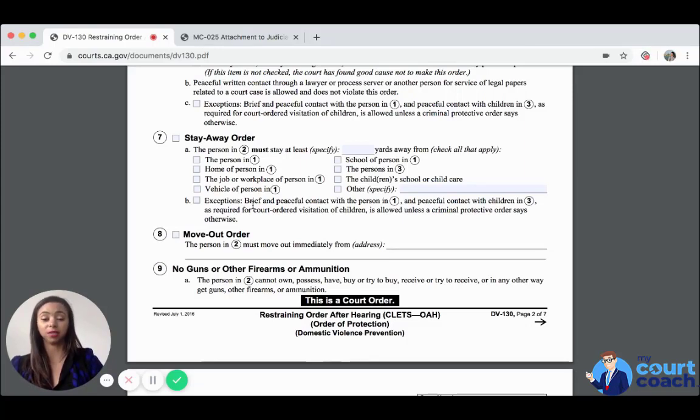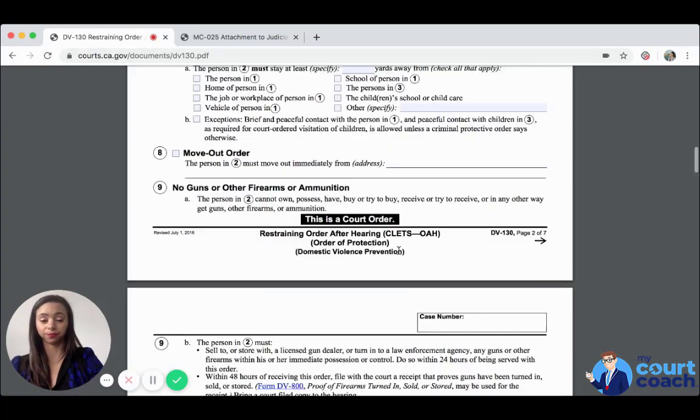The exceptions can be brief and peaceful contact with the person in 1 and the children in 3, as required by court-ordered visitations of the children, then it's allowed unless a criminal protective order says otherwise. The move-out order, you would want to write the address in hopes that the court does in fact maintain a move-out order, so you would want to absolutely fill this part out as well.